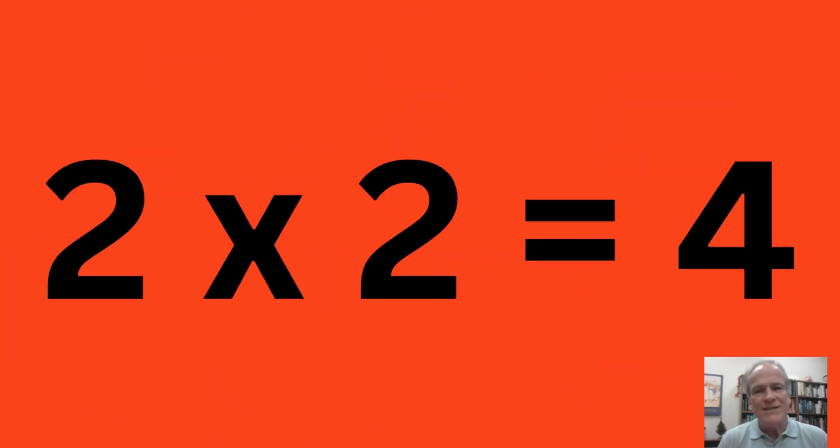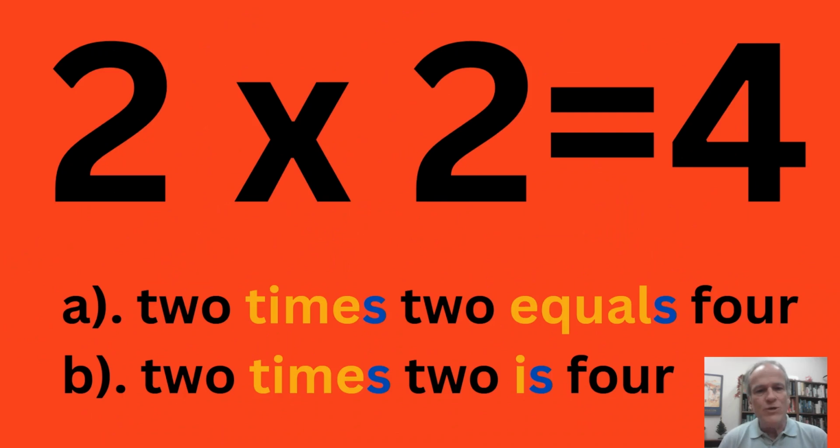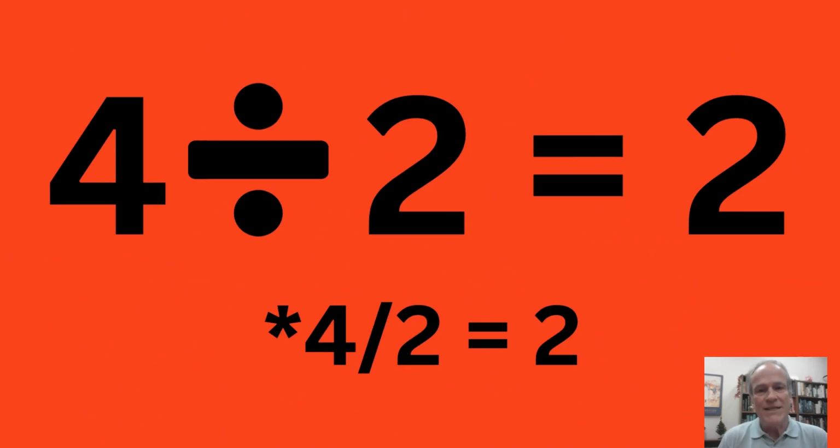Okay, how about this? So this is 2 times 2 equals 4, or 2 times 2 is 4. Make sure you say times, not just time. 2 times 2 is 4. A or B, both acceptable? I like B.